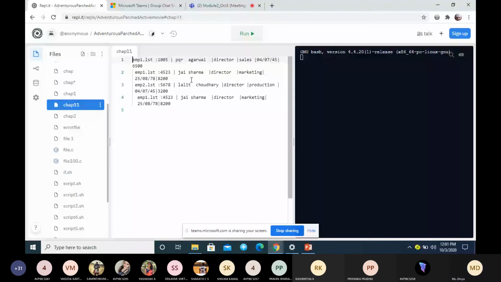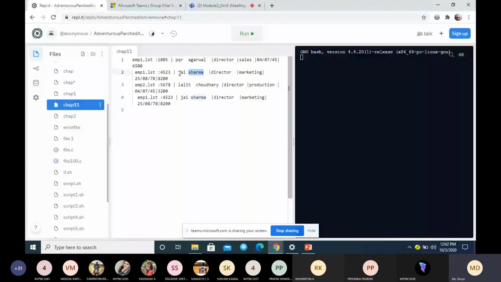See here, this is a file I have. Sometimes we don't know the exact pattern that is there in the file, correct? For example, we don't know whether it is Jai Sharma or something else. We know only that it will start with J. Remaining things we don't know. But the last name is Sharma. Here we don't know whether it is Jagdish Sharma or Jai Sharma or J Sharma. We don't know that.